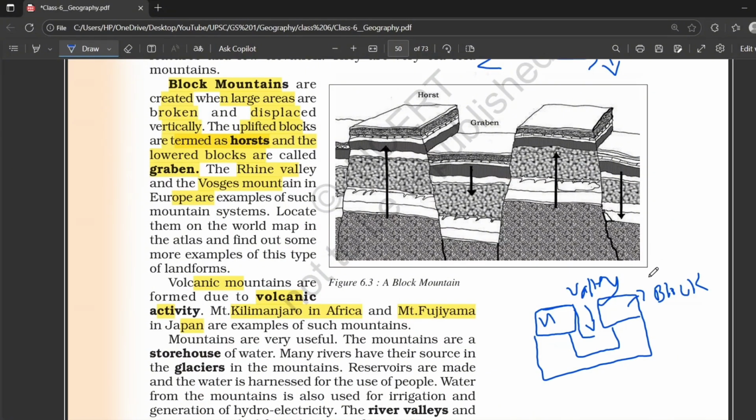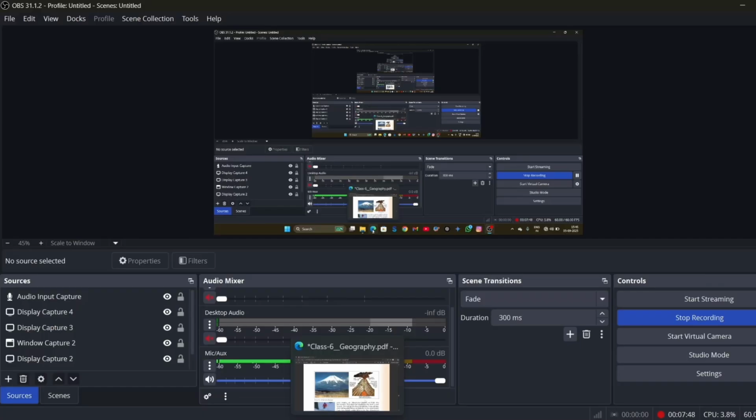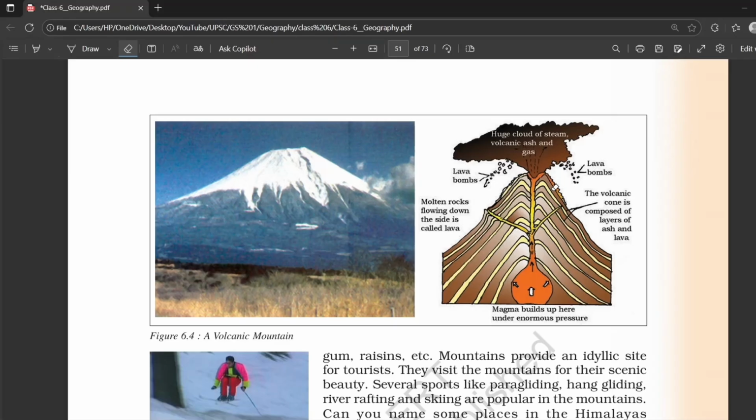These terms are very important to remember in the UPSC exam. The next one is the volcanic mountain. Volcanic mountains are formed due to volcanic activity. For example, look at this image, and this is how a volcanic mountain is formed. Inside the earth, the magma builds up at the convergent boundaries. Convergent means the collision.